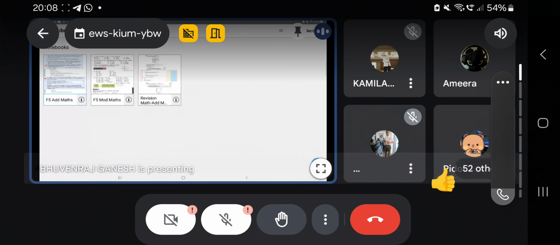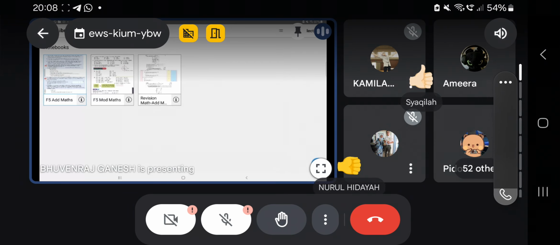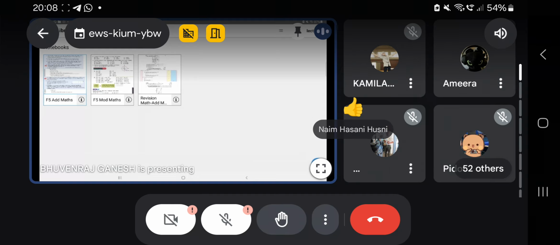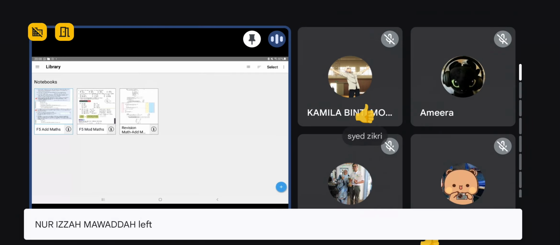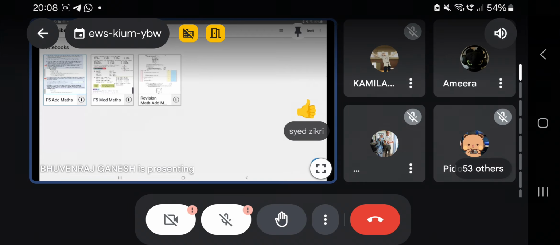Okay, very good. Okay, so kalau ada kawan nak join halfway, also can. Kamu boleh invite mereka. Alright.